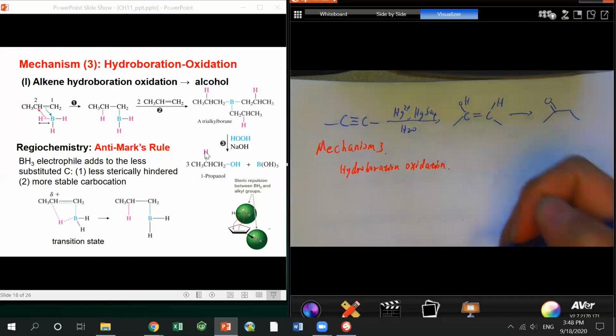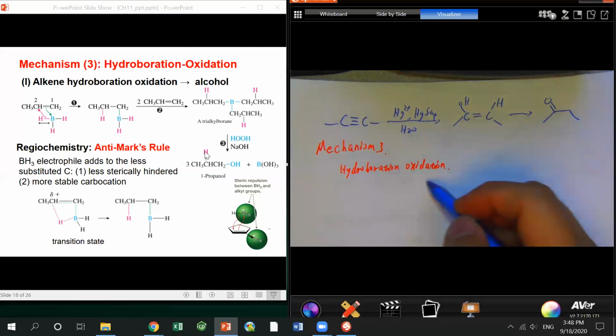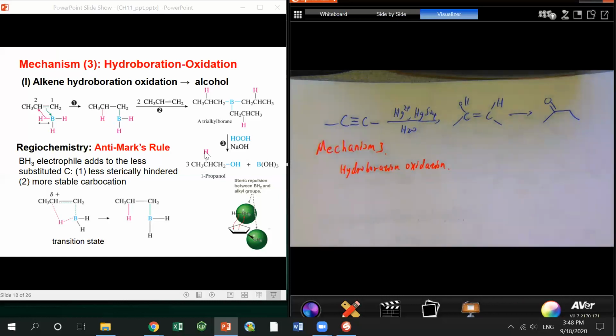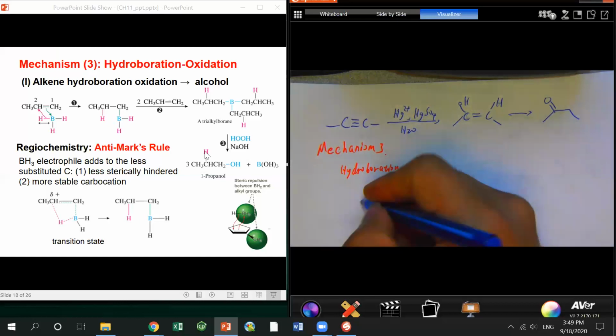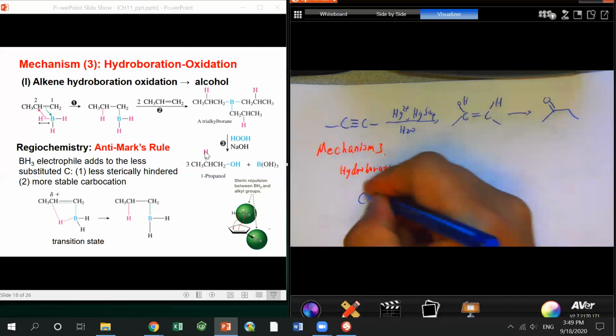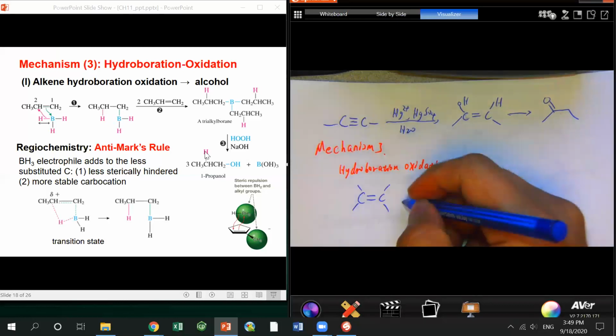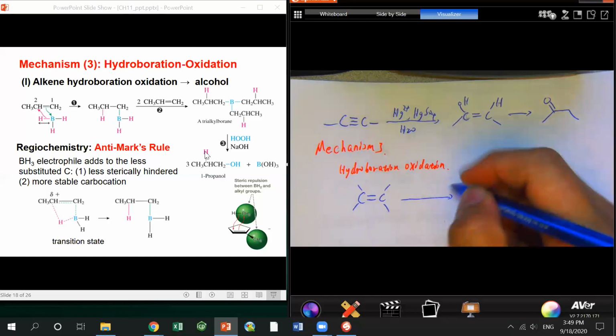All right, so for the hydroboration oxidation reactions, that's the third reaction. How do we make alcohol? I'll just show you the overall reaction to see what's going on. So, alkene again. This one is also a 2-step reaction.